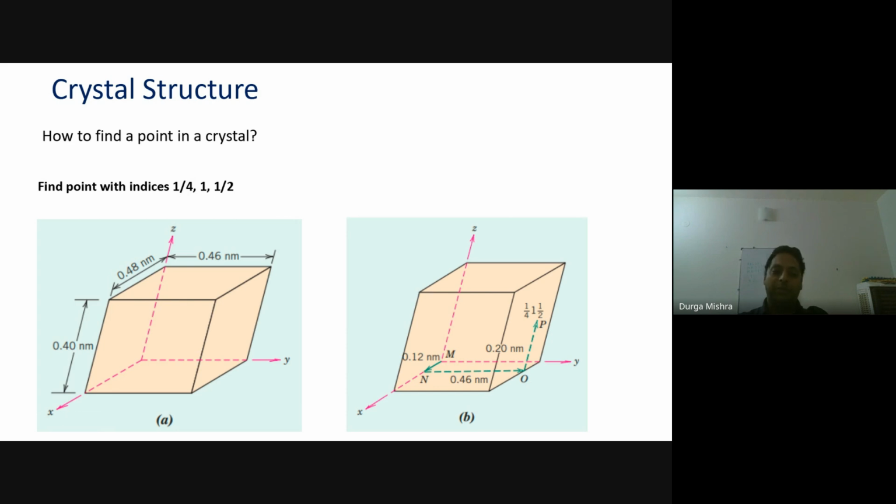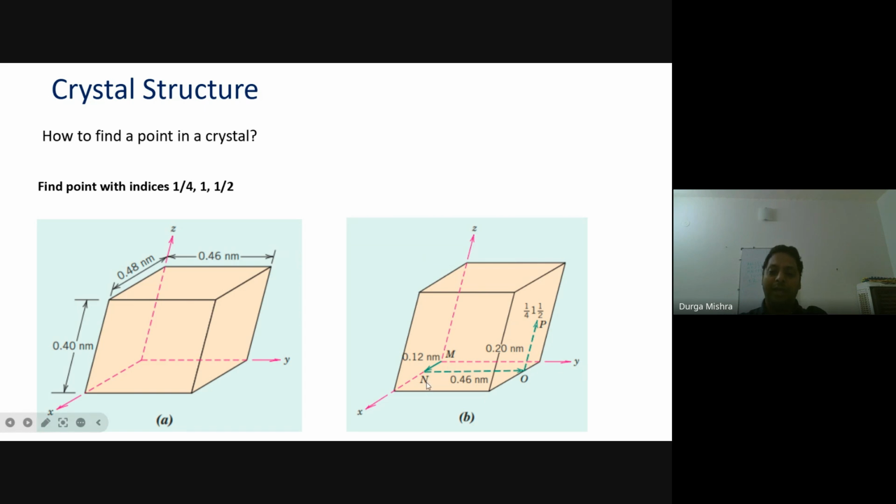So this is what we want to find out. This is again all mathematics, the coordinate geometry that you have studied. What we will do is move 1/4 along the x-axis. Along x-axis, the dimension is 0.48 nanometer, so if I take 1/4, it is 0.12 nanometer. So I go 0.12 nanometer along x-axis. Now along y-axis, I'll go exactly 1 unit completely, so that is 0.46 nanometer. I'll go there and reach this point.